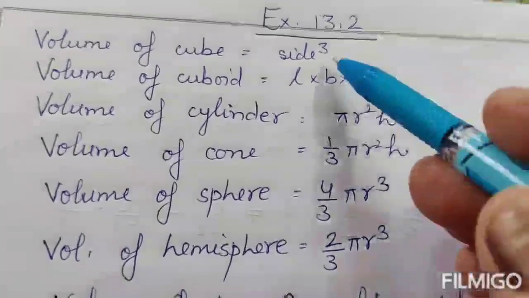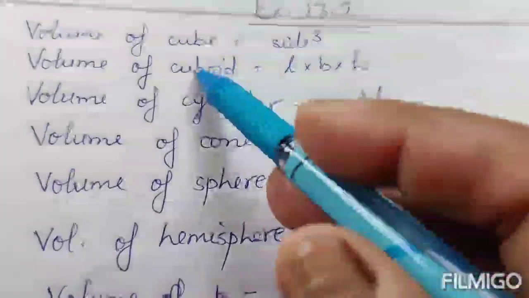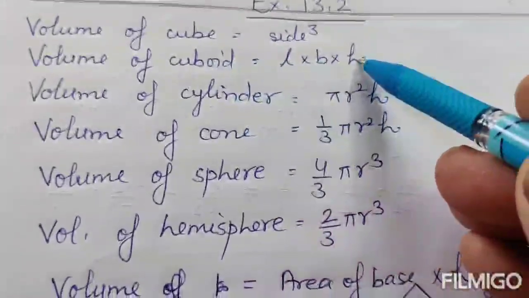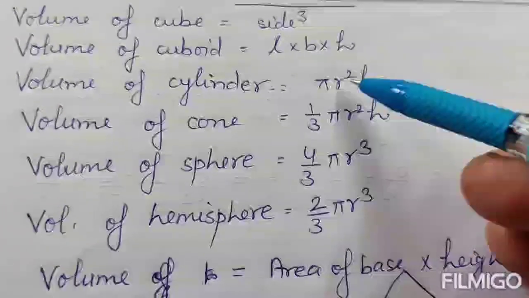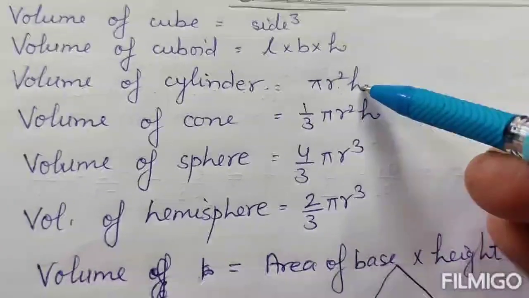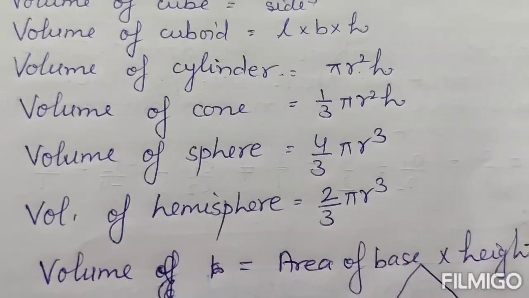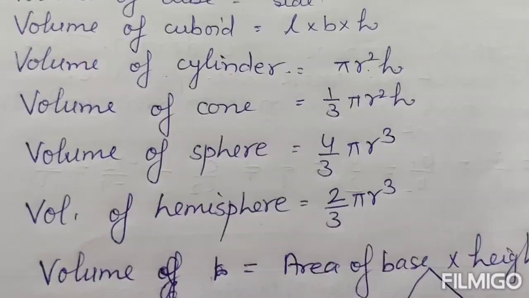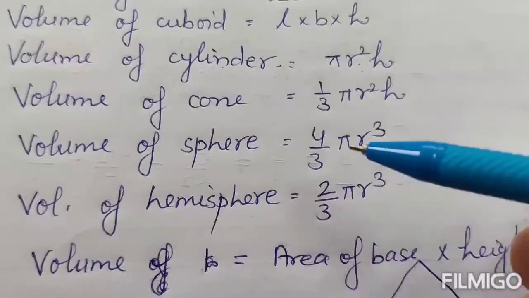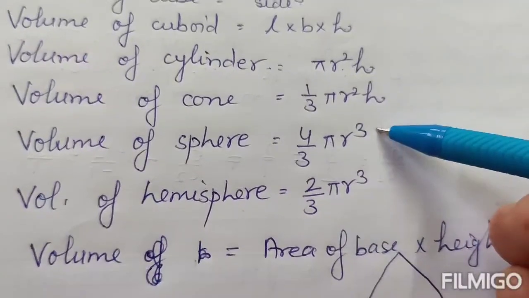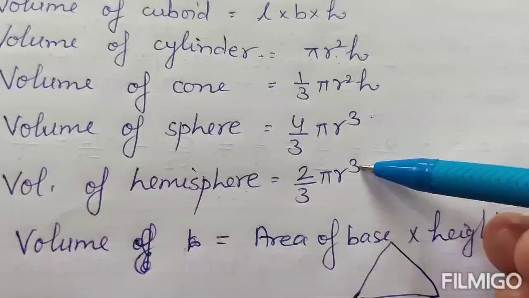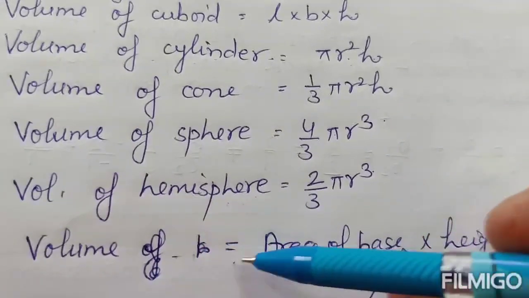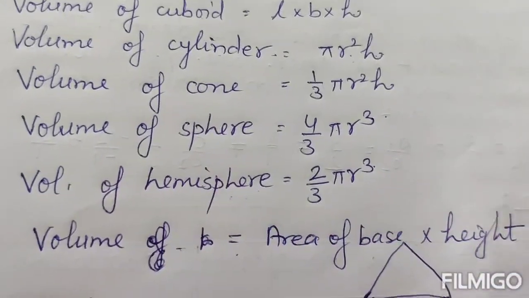Volume of cube equals side cube. Volume of cuboid, length into breadth into height. Volume of cylinder equals pi r square h, where r is the radius and h is the height. Volume of cone equals 1 by 3 pi r square h. Volume of sphere, 4 by 3 pi r cube. And volume of hemisphere, 2 by 3 pi r cube. And volume equals area of base into height.